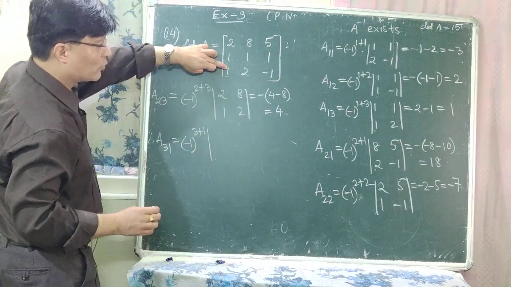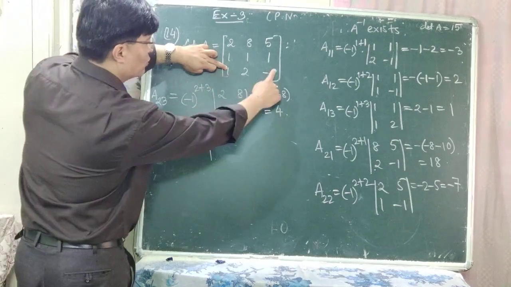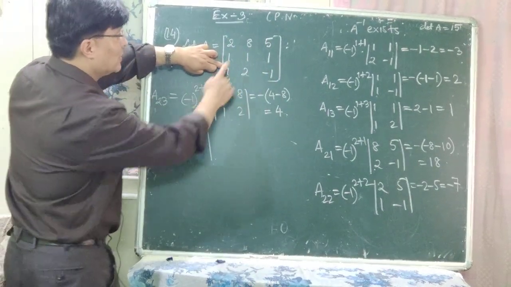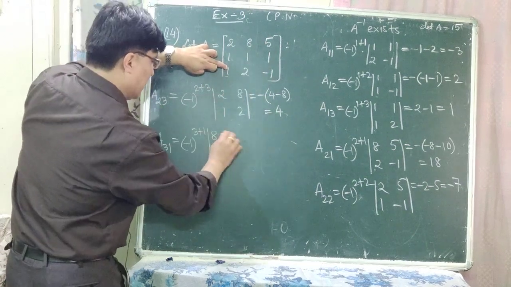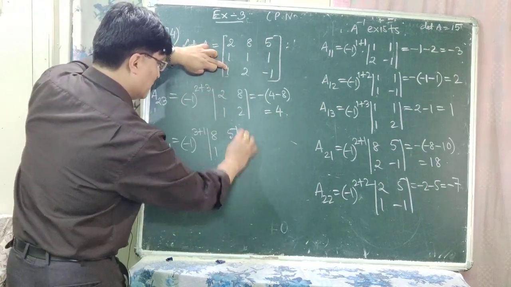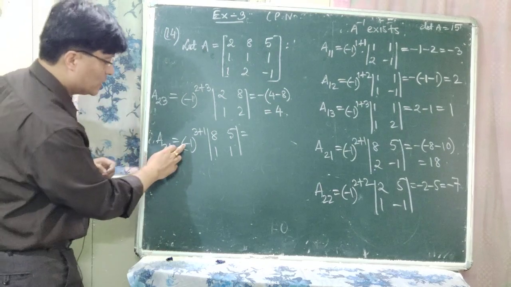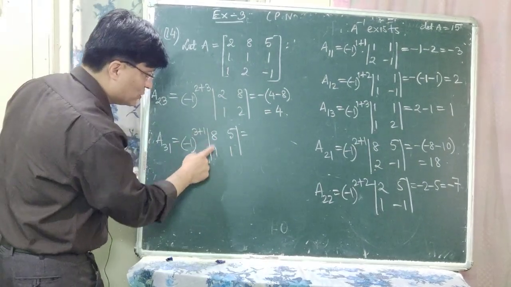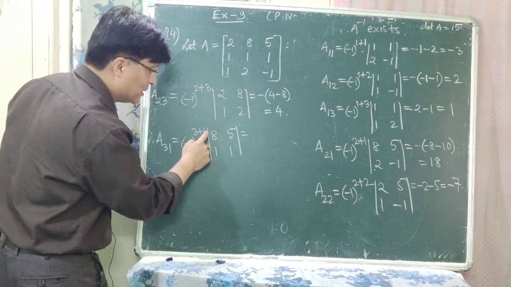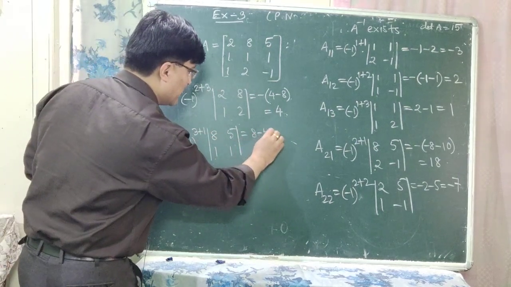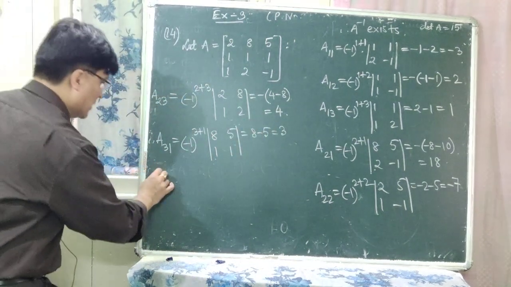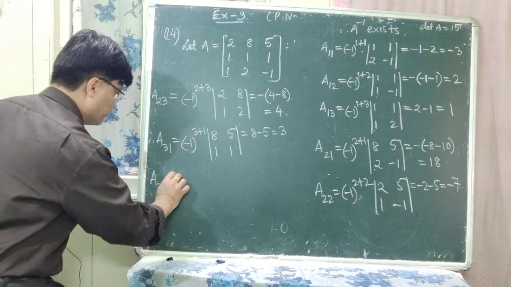Now delete the row and the column through the element 1. Third row and first column are deleted. Right? So 8, 5, 1, 1. Which is equal to, what is minus 1 to the power 4 plus 1? You know that. So now you have to expand this second order determinant. 8 ones are 8 minus 5, which is equal to 3. Right?